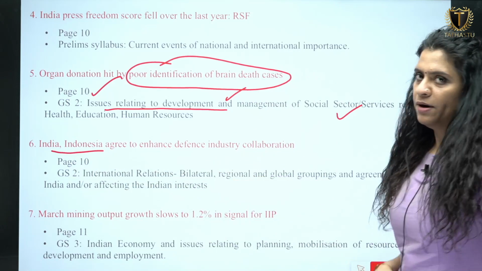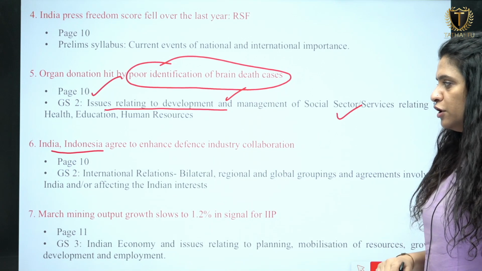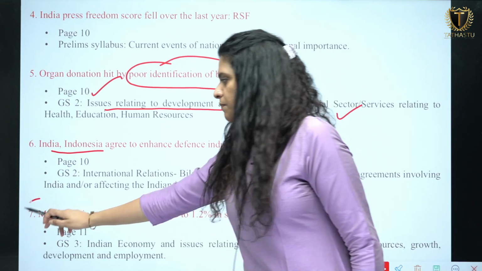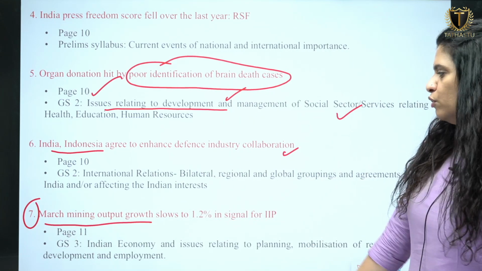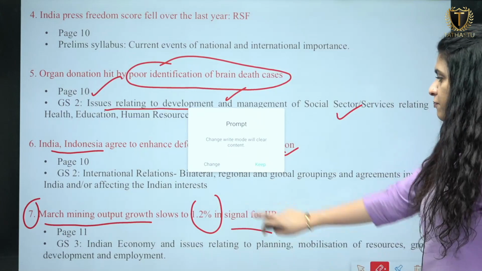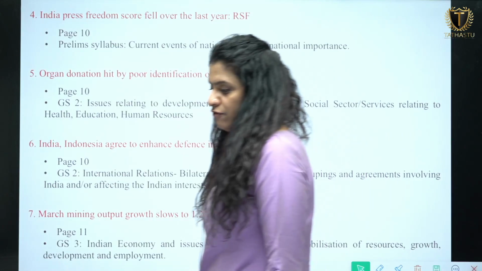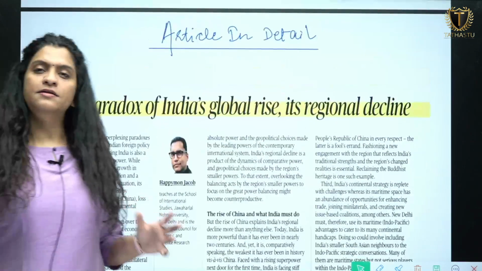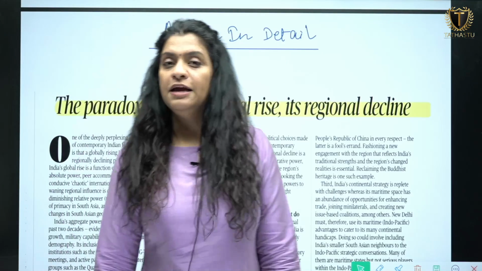The sixth article you have to read is India, Indonesia agree to enhance defense industry collaboration, page number 10. Then the seventh article, March mining output growth slows to 1.2% in signal for IIP, Index of Industrial Production, page number 11, important for GS paper 3. So these are the 7 articles that you need to cover from the newspaper in detail.